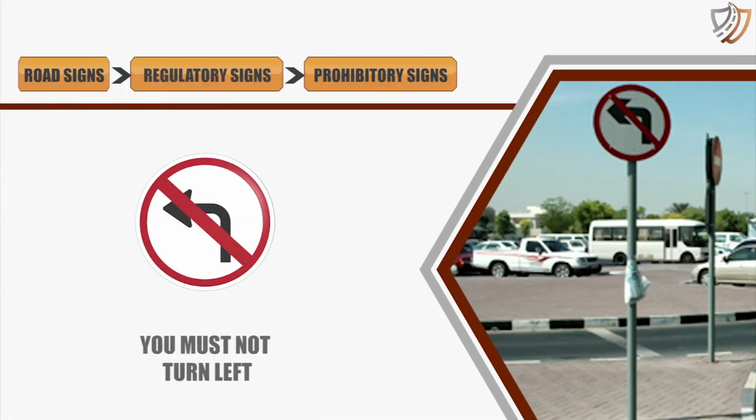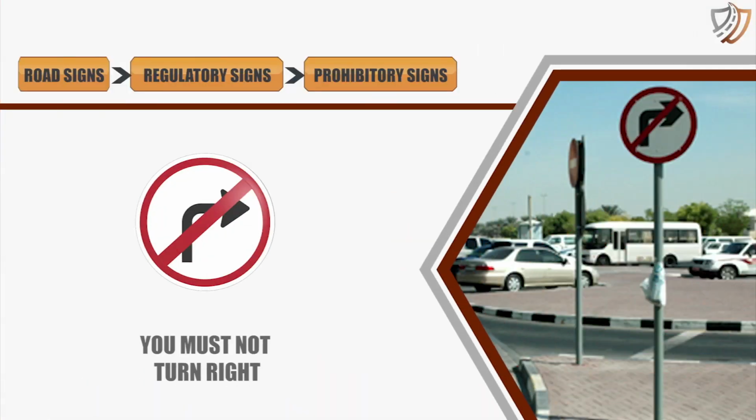You must not turn left. This sign prohibits entry to the left. It can be seen at junctions and parking lots and the service roads where entrance is allowed from the main stream but exit is forbidden from the service road. You must not turn right if the symbol is reversed in this sign.